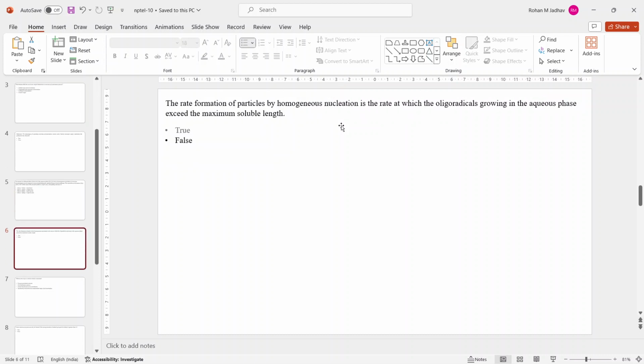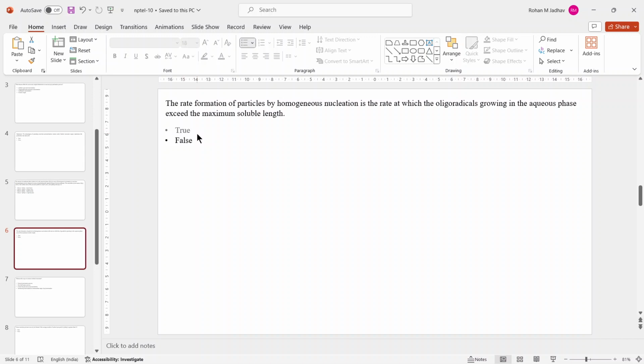Next question is: the rate of formation of particles by homogeneous nucleation is the rate at which the radicals growing in the aqueous phase exceed the maximum soluble length. You can see that it is asking us the rate expression, or the rate of formation, where homogeneous nucleation is occurring. So the oligoradicals growing in the aqueous phase, when they exceed the maximum soluble length, will give you the rate of formation of particles.